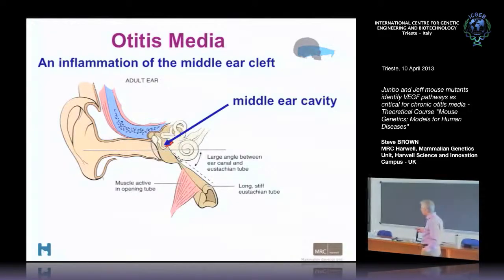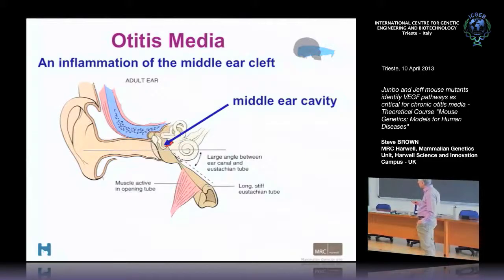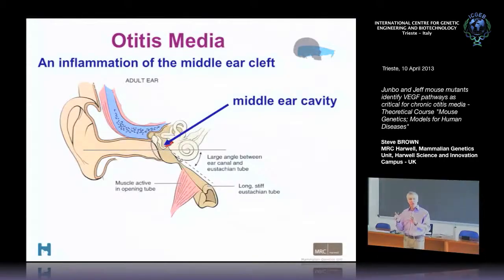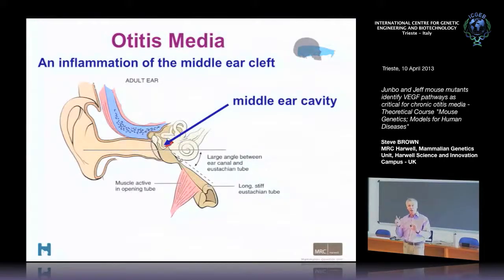Now, the middle ear performs a very important function in terms of the transmission of sound, but importantly, as part of that function, it's an air-filled cavity which is connected to the nasopharynx by the eustachian tube. And when the eustachian tube opens, it equalizes pressure across the tympanic membrane. So in fact, the function of the middle ear cavity is effectively to maintain equal pressure on either side of the tympanic membrane between the outer ear and middle ear.